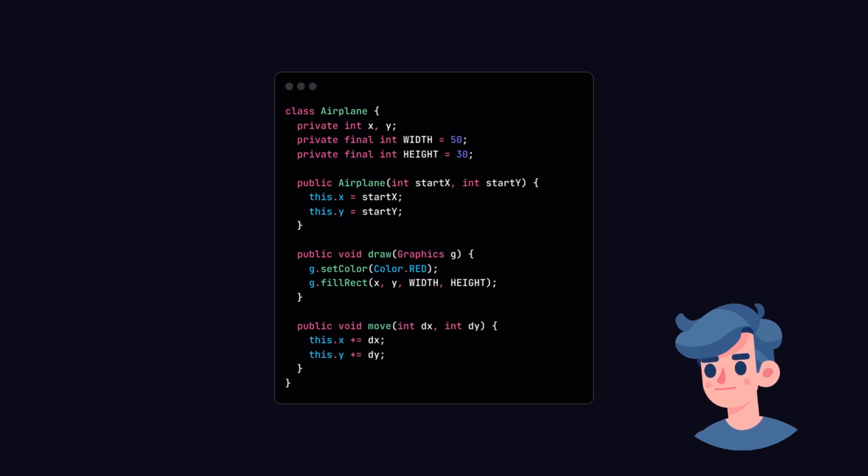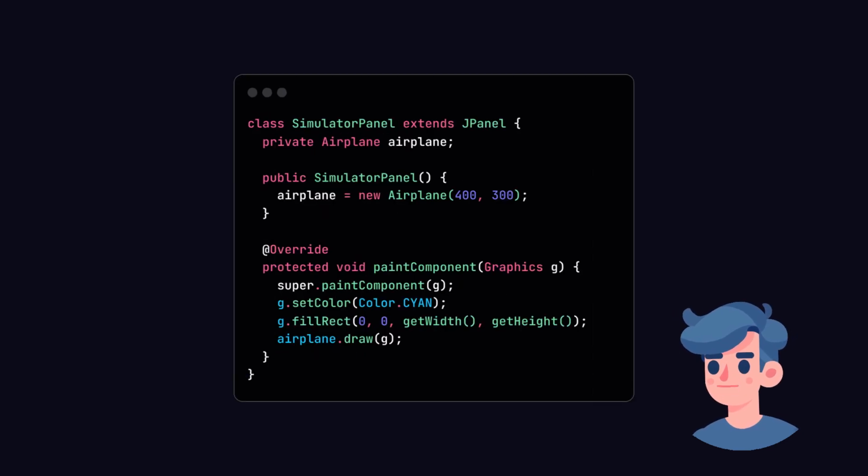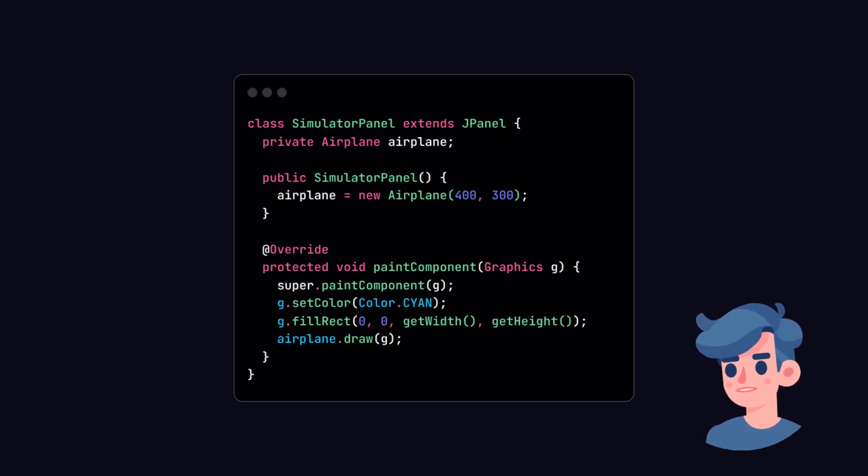We'll create another class called Airplane. In this class, we define properties for our airplane like its position and size. The draw method uses the graphics object to render the airplane, while the move method updates its position based on the change in coordinates. Next, we need to integrate our airplane within the simulator panel.